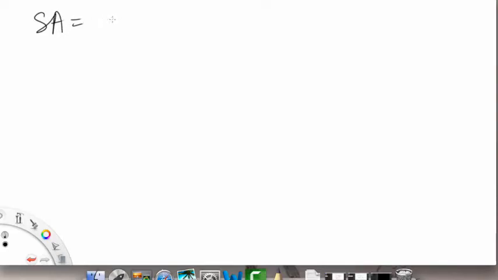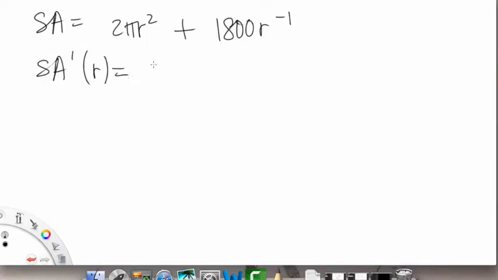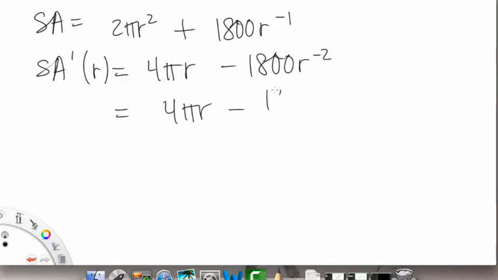So we have surface area, which is equal to 2 pi r squared plus 18, and then 1800 over r, also known as r to the negative 1. Now what we can do is take the first derivative of this. So SA prime of r is equal to 4 pi r, and then a minus 1800 r to the negative 2. This can also be rewritten as 4 pi r minus 1800 over r squared.